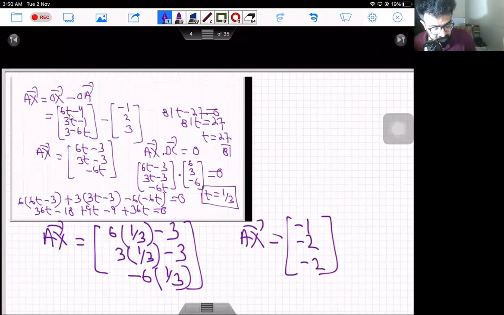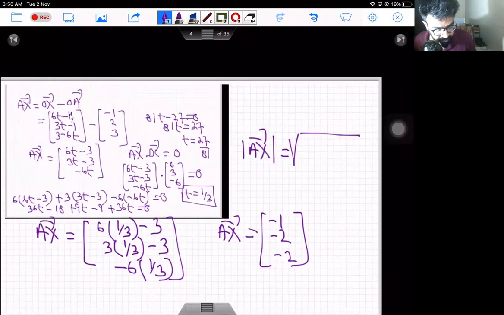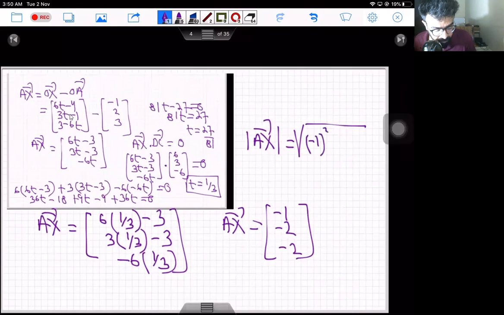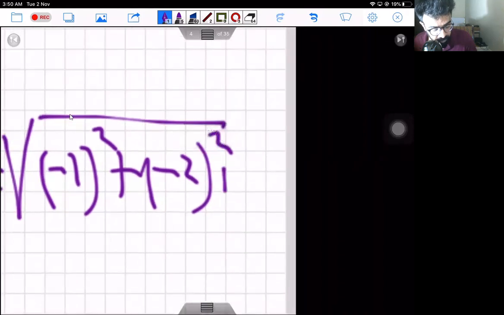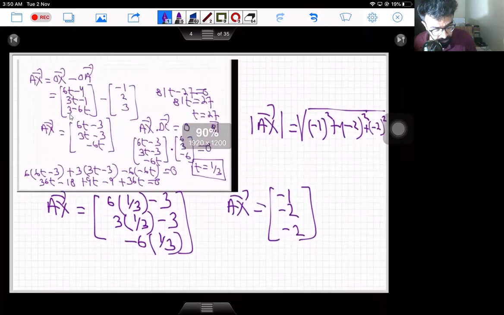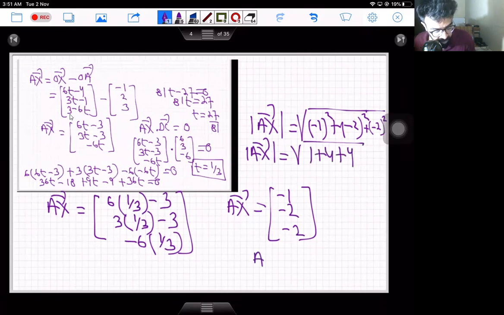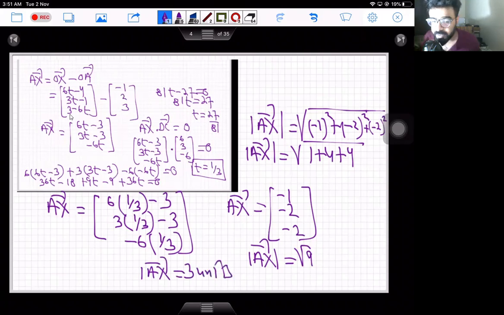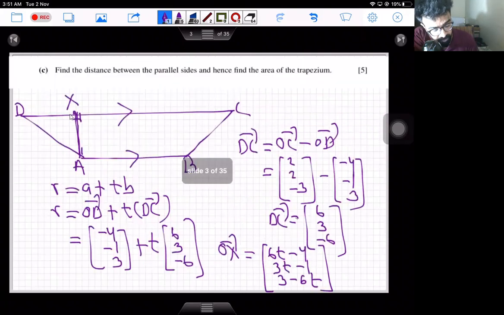So the magnitude of AX, which is the height of the trapezium, is equal to the square root of (minus 1) squared plus (minus 2) squared plus (minus 2) squared. Zooming in to write. All right. So the AX magnitude is 1 plus 4 plus 4, which is the square root of 9. So AX magnitude is equal to 3 units. So height of this trapezium is 3 units. All right. We know this height.